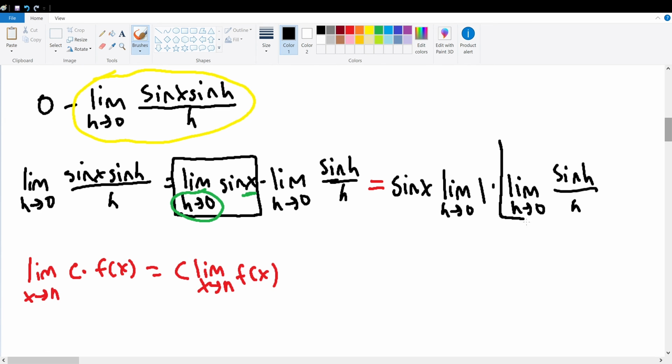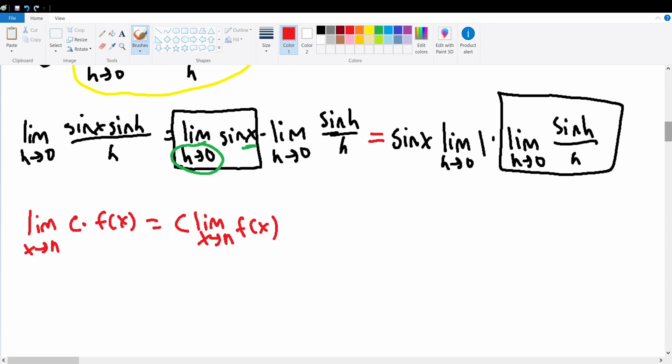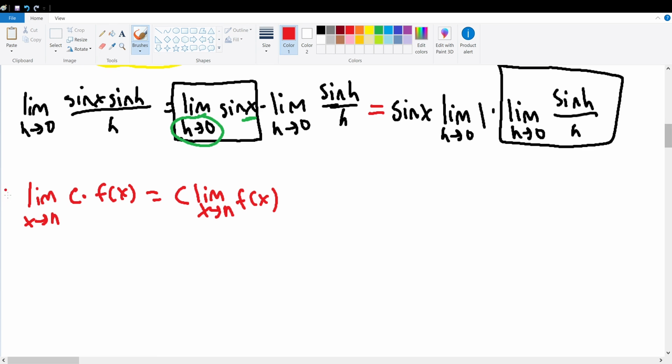You may recognize this limit right here to be part of another limit property, which, if I draw it out in red, states that, if I scroll down, the limit as x goes to 0 of sine of x over x is equal to 1. So this limit right here is nothing more but 1.